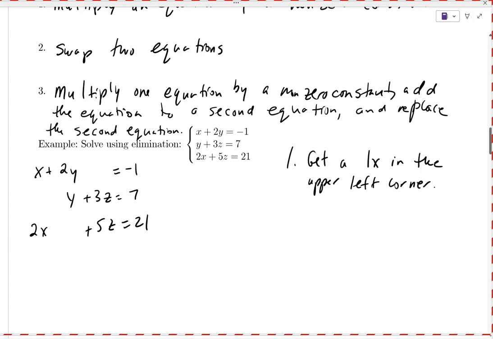Step 2, use that third operation above. So that operation 3, the one that I'm talking about right here, to get rid of all the other x's.